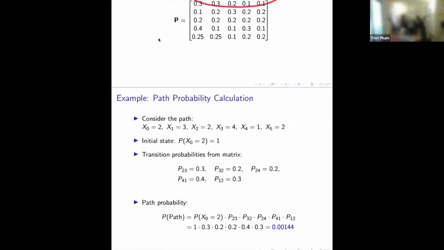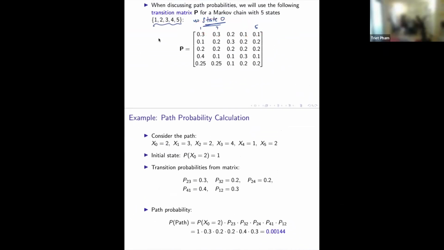The probability of moving from 2 to 3 to 4, and so on, would be exactly like that, assuming you start at 2. Here we don't have an initial distribution. We just assume that we start at state 2 and move through this sequence of states. That's the specific path, the easy part anyway. Any question about this? Okay.